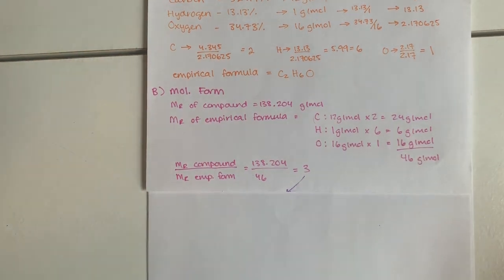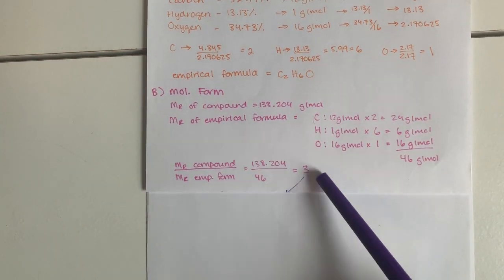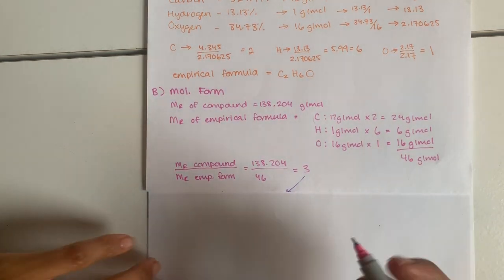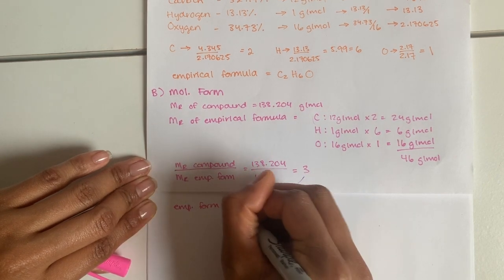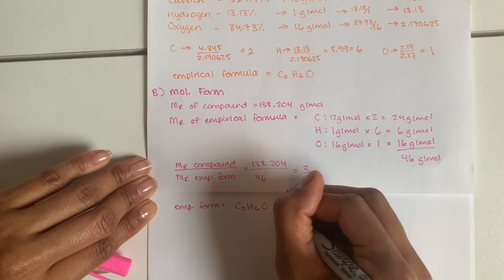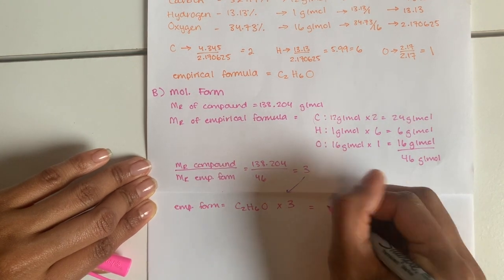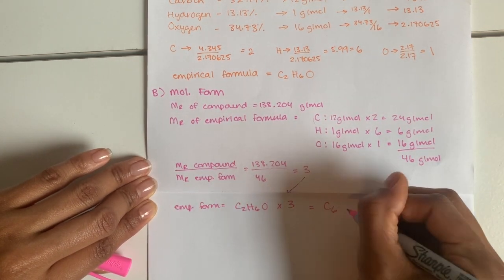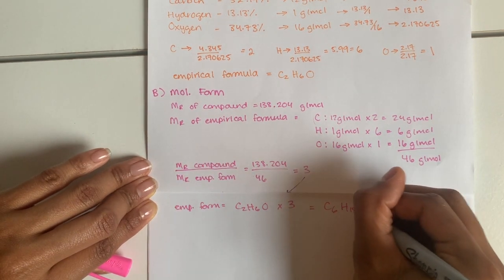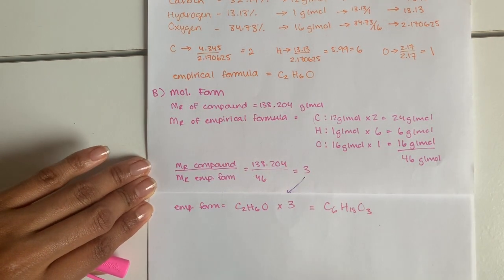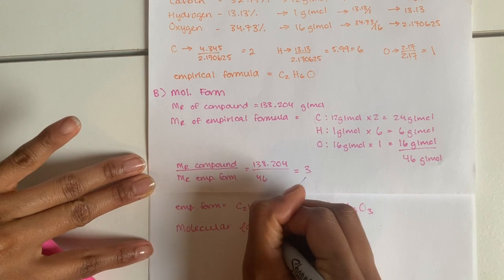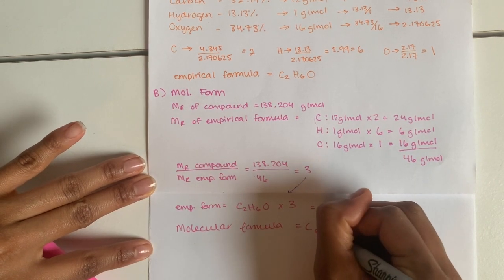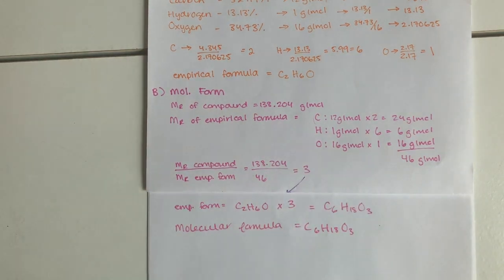Now I just need to take, what am I going to do with this 3? I'm going to multiply the empirical formula by 3. So I have the empirical formula, which was C2H6O. I'm going to multiply it by 3 from here, which is going to give me C, 3 times 2 is 6. H, 18. O, 3. Cool? So our molecular formula is C6H18O3. And that's it. Cool?